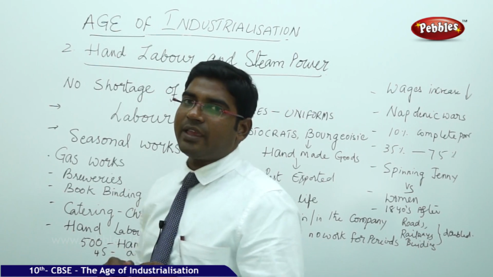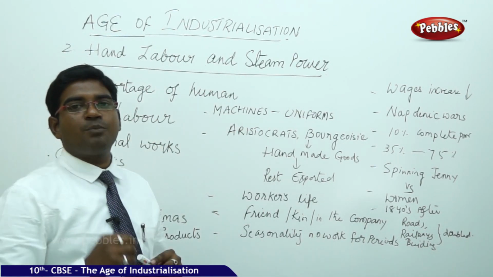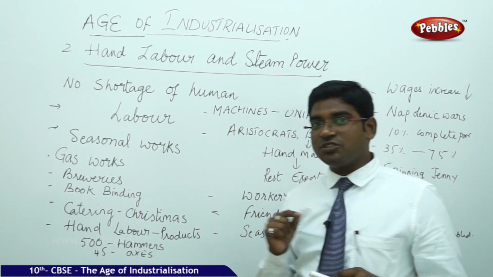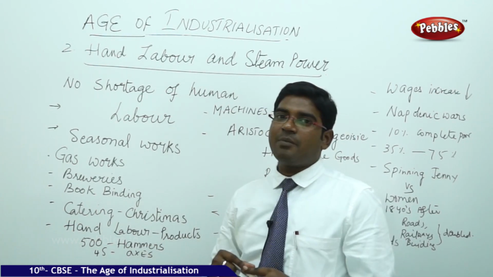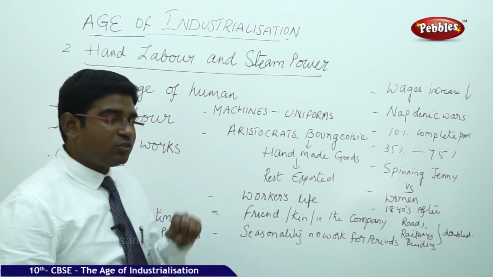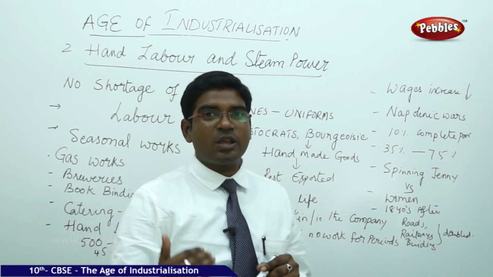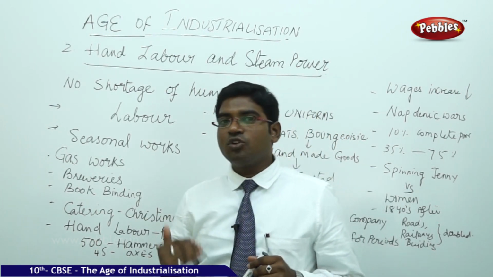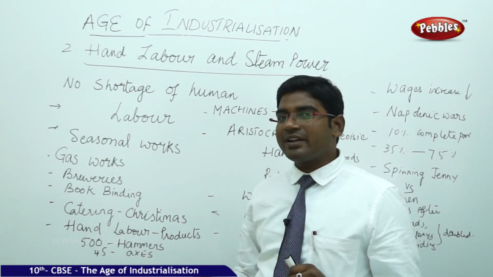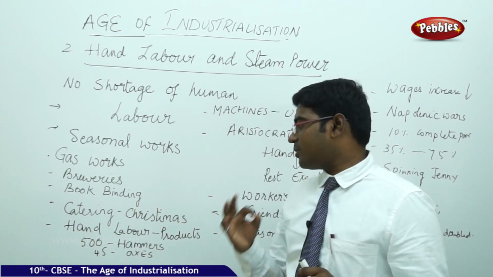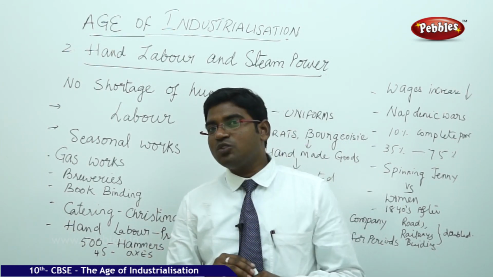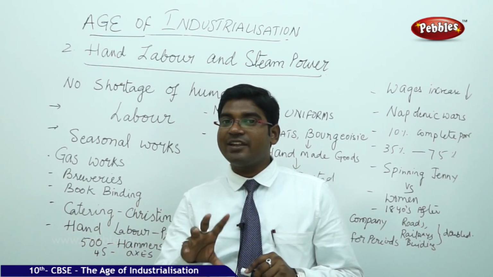One more reason why the industrialists, the factory owners, liked to have more skilled workers rather than machines is that the people in Great Britain, like the aristocrat group or the bourgeois group, would love to have the products which are made by human hands. Those are considered the finest according to them. So they produced nearly 500 types of hammers and 45 types of axes which were made by human hands. So the machines were not used during that time to produce the antique pieces.